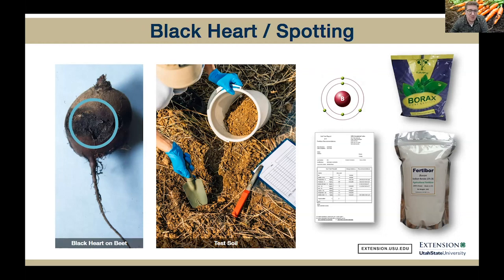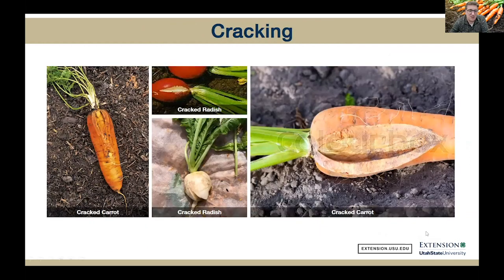So that's blackheart. Next, everyone knows about cracking with carrots. Cracking is a problem in carrots, but also parsnips and radish. Cracking occurs in the older roots and is associated with poor irrigation practices. So what you need to do is keep the soil moist to ensure steady growth, especially if you have really sandy or drought sensitive soil.